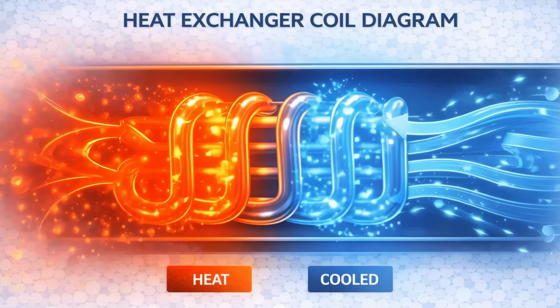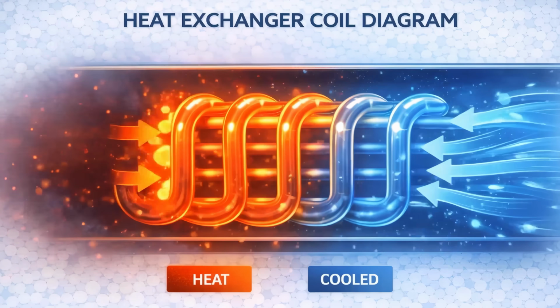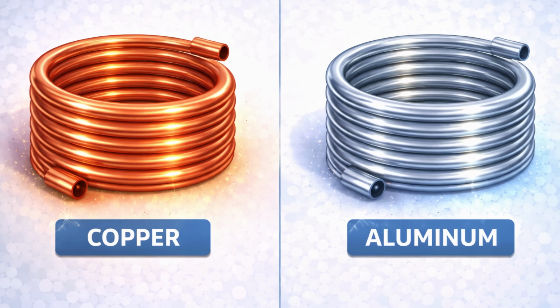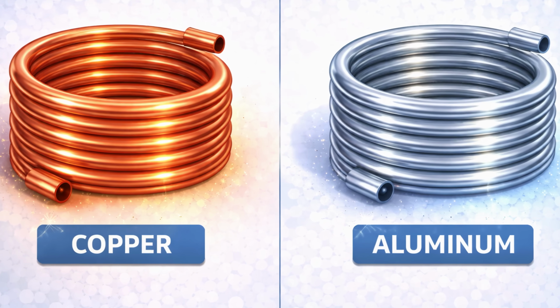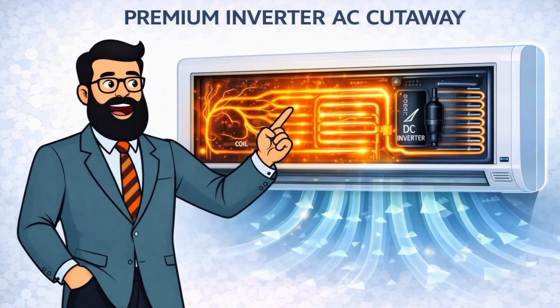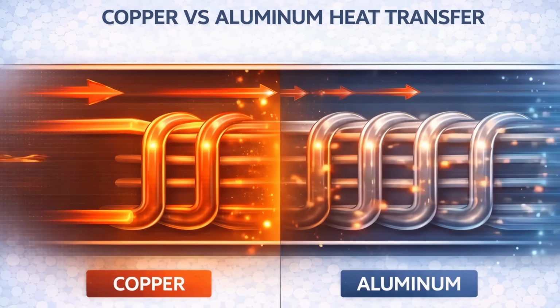This is where the actual heat exchange happens, and here, the material matters more than you might think. You'll usually see two choices, copper or aluminum. In most high-end inverter models, you will find 100% copper coils. There's a scientific reason for this.